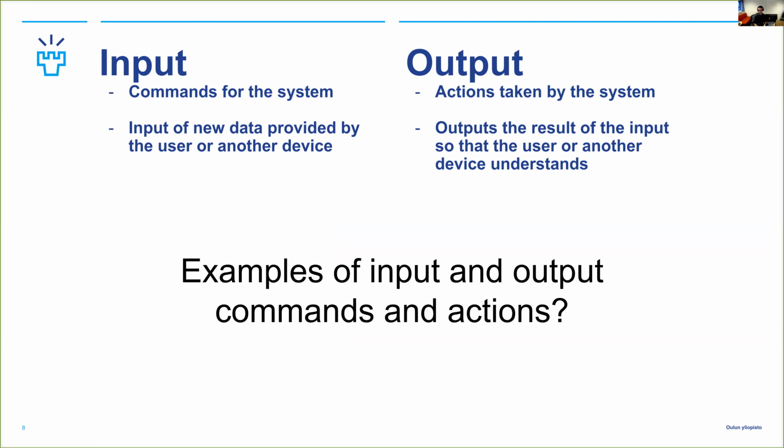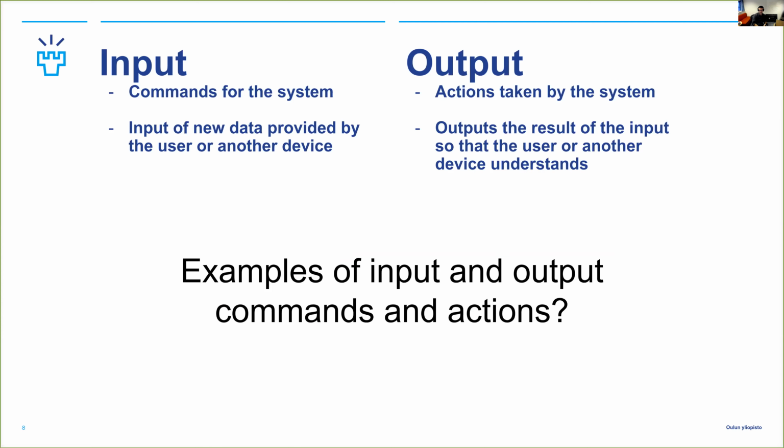So I mentioned input and output. Input are commands that the user provides for the system. And this input can also be provided by the user, but it could also come from another device. So in the example I gave before in terms of Spotify, where you have one other device giving instructions to your smart speaker or your phone to increase and lower the volume, that comes from another device and not necessarily from the user. And output are the actions taken by the system.